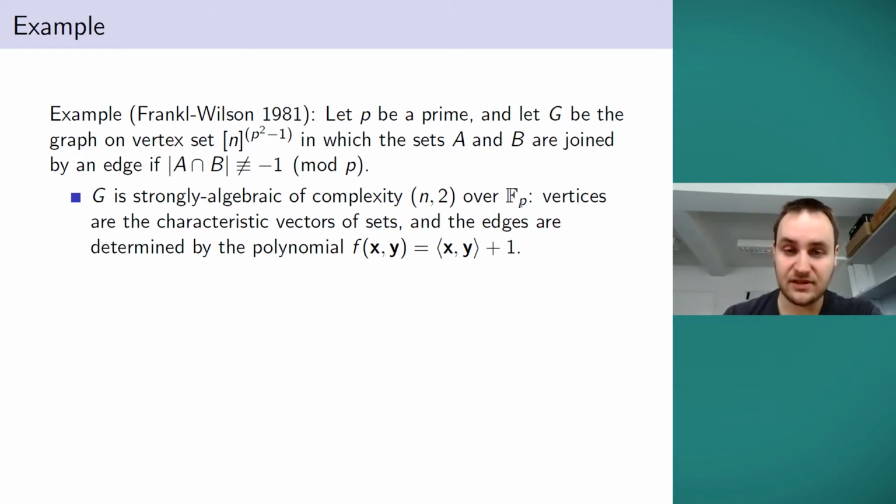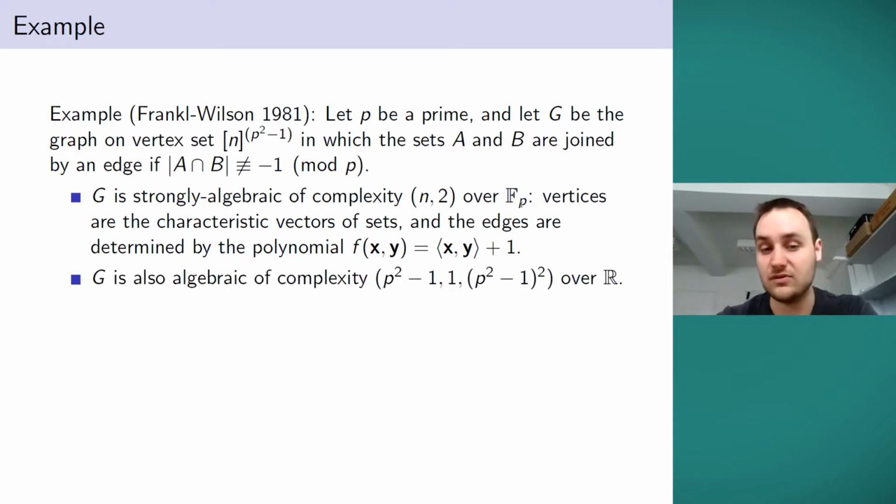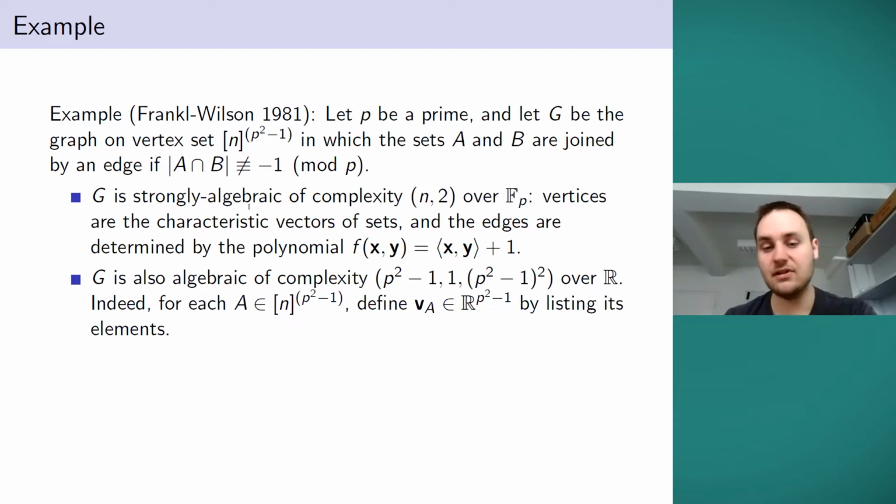But let me say something which is less obvious: this graph is also algebraic of complexity (p² - 1)², 1 over R, or actually over any large enough field. So in particular, this shows that the complexity of this graph does not depend on n, it only depends on p. Now it's a bit trickier, but it's still easy.